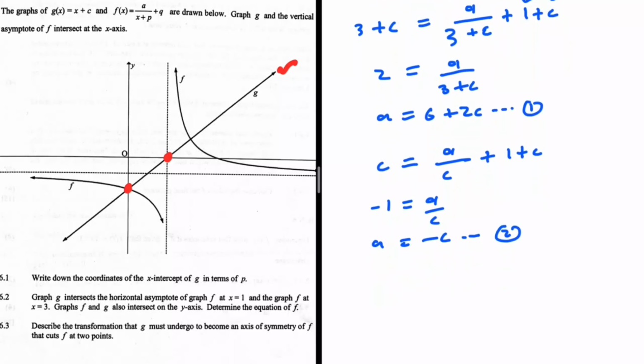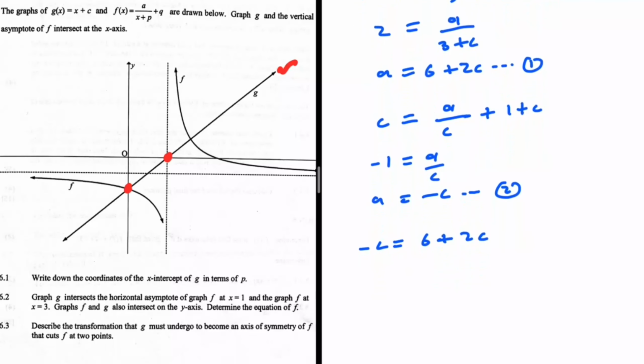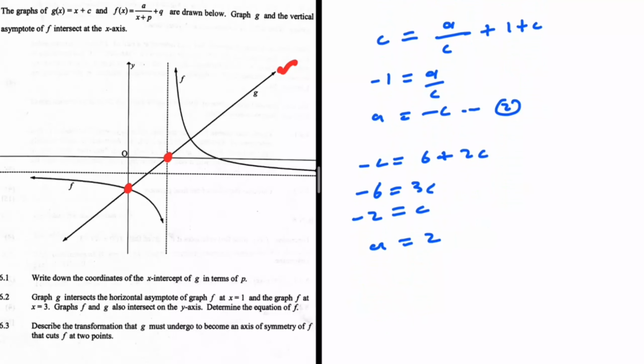This looks like an equation 2. So now I can say that minus c is equal to 6 plus 2c. So I'm taking... minus 6 is equal to 3c. Minus 2 is equal to c. So I have c equals minus 2. So a will be equal to 2, therefore, because a is equal to minus c.